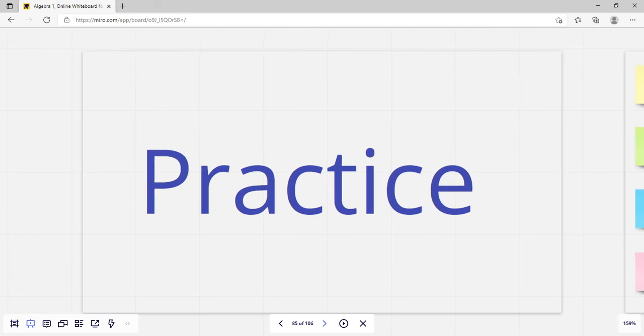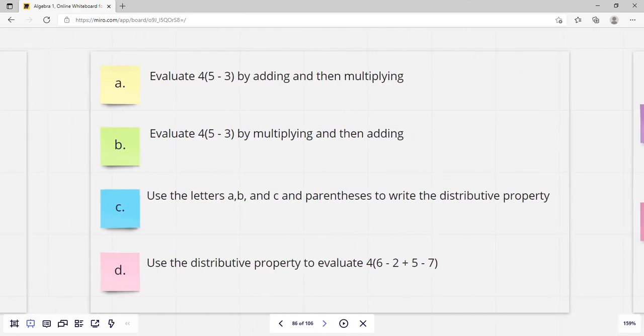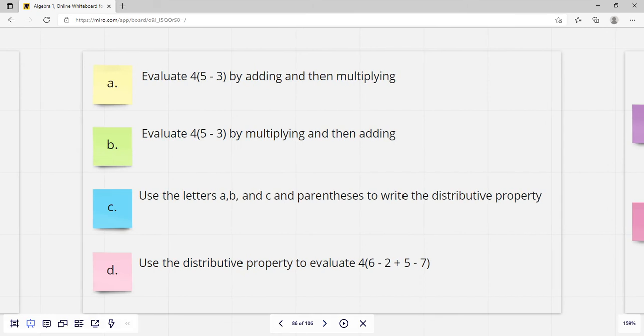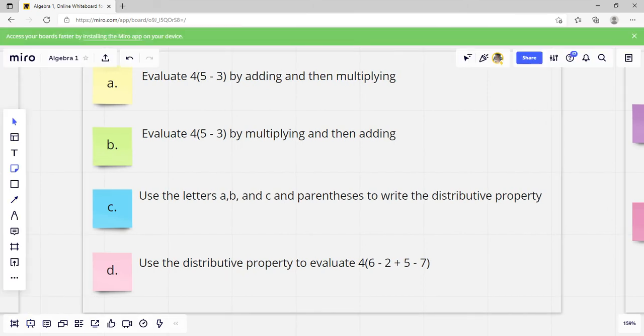Go ahead and pause the video and work the practice problems, and then I'll come back and work them for you. Okay, so A tells us to evaluate by adding and then multiplying. So we're going to add right here first. 5 minus 3 would be 2, and then 2 times 4 would be 8. This one wants us to multiply then add, so I'm going to rainbow that. 4 times 5 is 20. And then 3 times 4 is 12, minus 12, and that also equals 8.